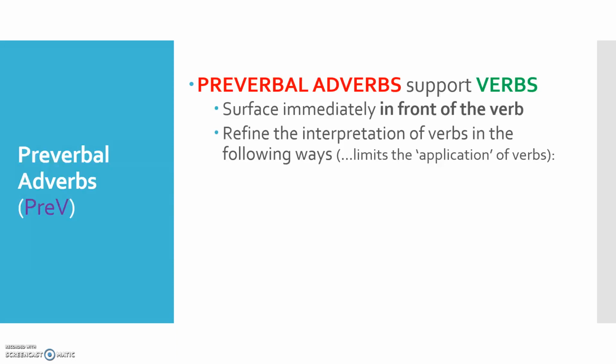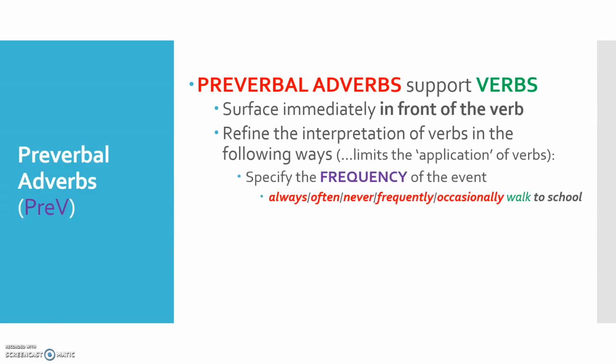So if you think of verbs as events, actions or events happening through time, the preverbal adverb will limit the application. Most typically, they limit the application in the frequency. So how often does the event occur? We have this event here, walking to school, where the head of the phrase is the verb walk. If we indicate the frequency of this event, I always walk to school, never walk to school, occasionally walk to school, any of those words that specify the frequency we call preverbal adverbs.